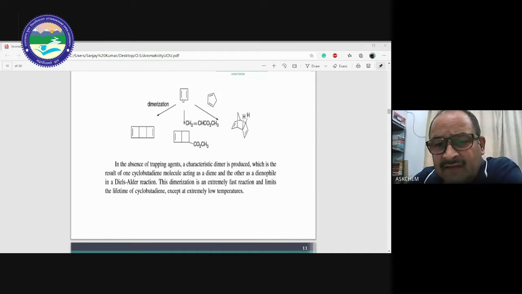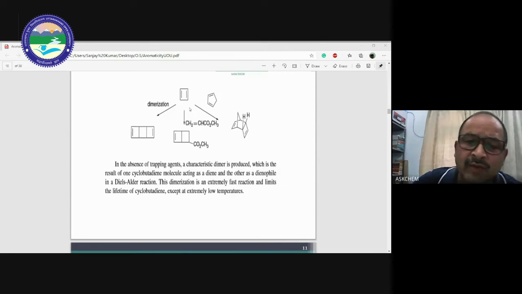Now the reactivity of this cyclobutadiene is that it further dimerizes, this is the 2 plus 2 cycloaddition, and this is 4 plus 2 cycloaddition on the right hand side, and this is the acrolein, methyl ester of acrylic acid, and this gives rise to 2 plus 2 addition further.